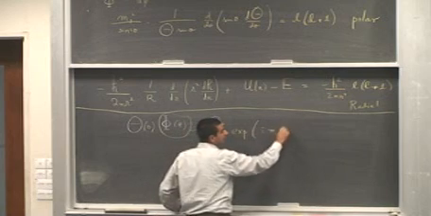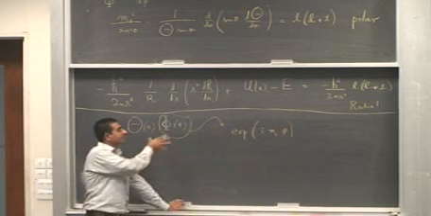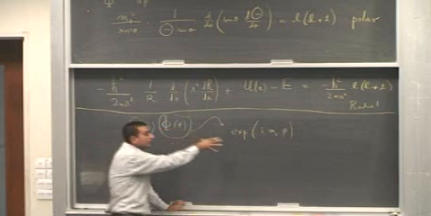Small phi? Yes. So this is the azimuthal part of the solution.